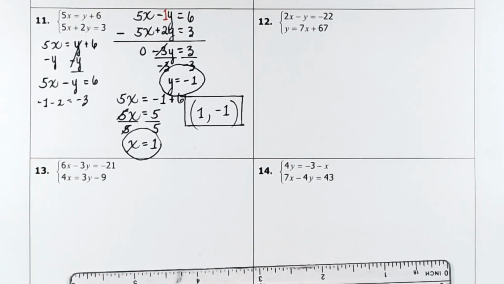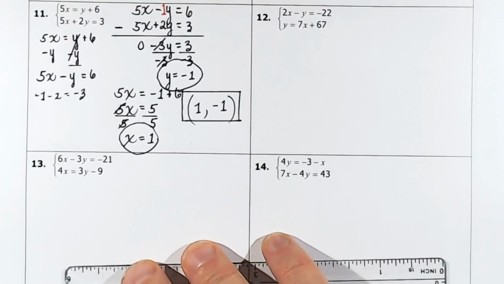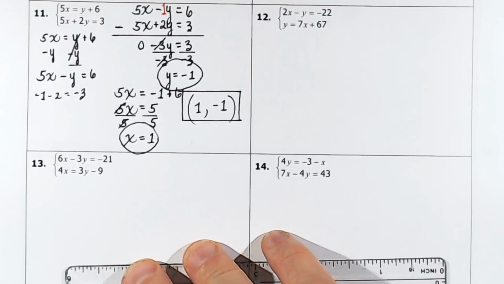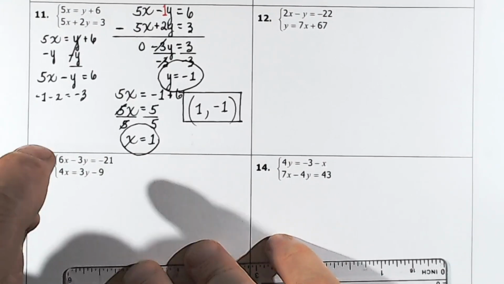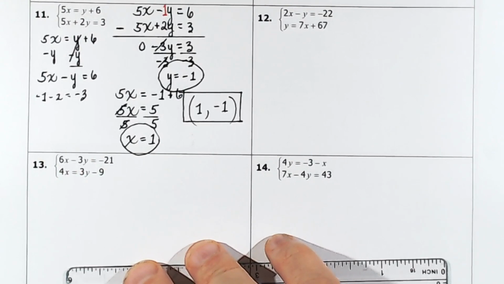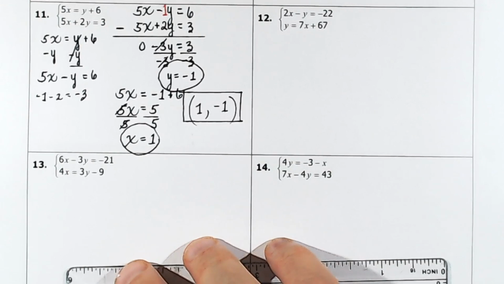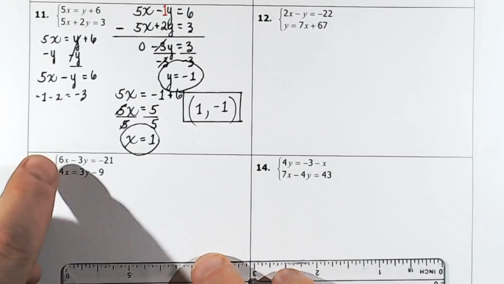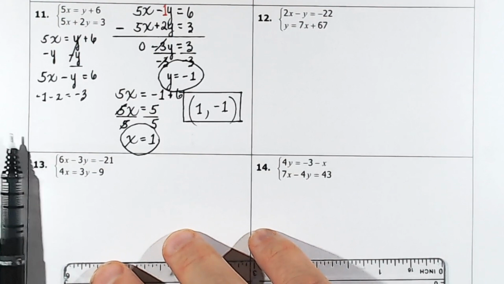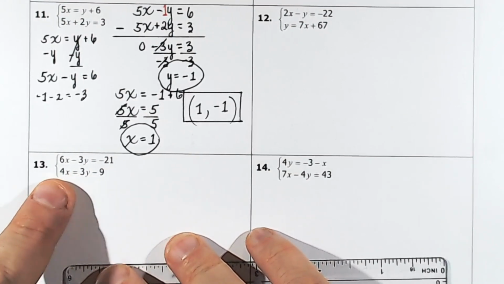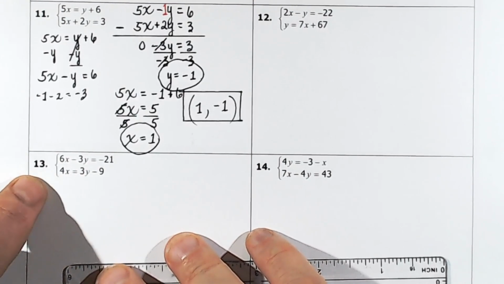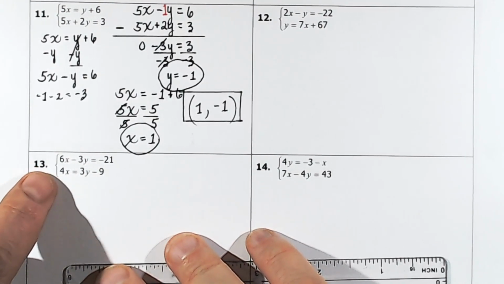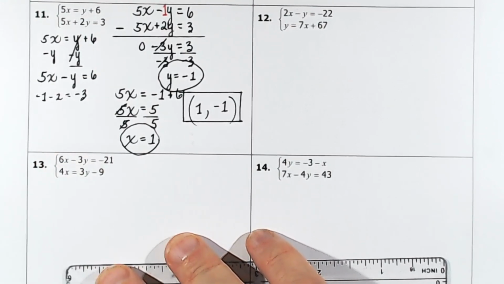Okay, next up we have number 13. And in number 13 we have the same problem we had in number 11, where you don't have these equations in the same form. 6x minus 3y equals -21 is not in the same form as 4x equals 3y minus 9. So you can model one equation after the other, but I'd suggest taking the second equation, the bottom equation, and getting the 3y to come over here on the same side of the equation as the x variable, so it looks like the top equation.